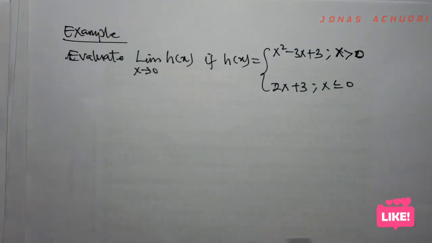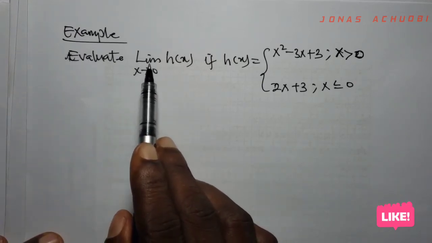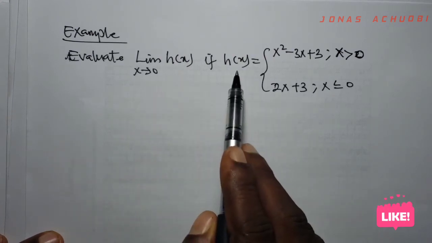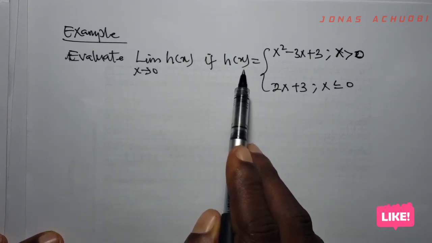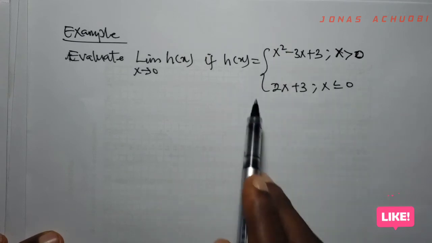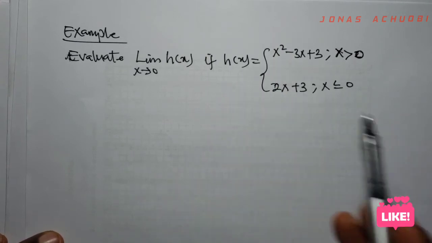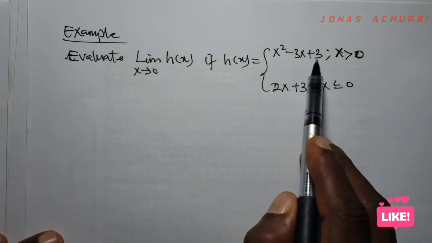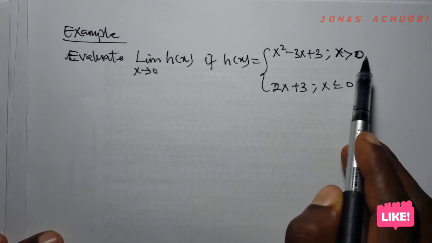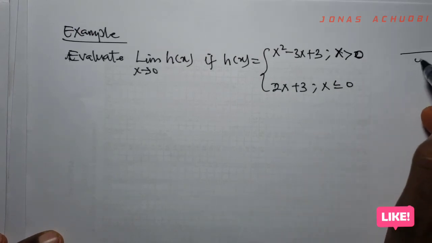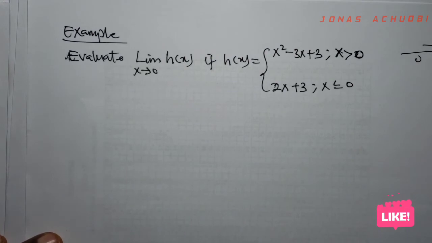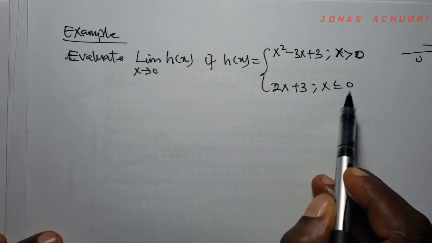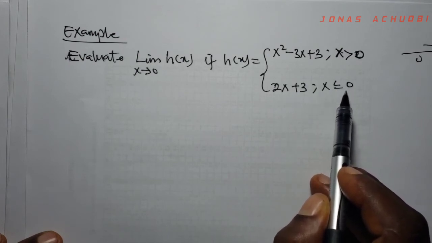Consider the example. Evaluate limit of the function h of x as x tends to 0. Now the function is again a piecewise function. That means a function that is defined in 2 ways. In this case, 2 ways. It could be 3 ways or 4 or even more. So x squared minus 3x plus 3 when x is greater than 0. And what does this mean? If you say x greater than 0, that means to the right hand of 0. And 2x plus 3 when x is less than 0. So this means to the left hand of 0.